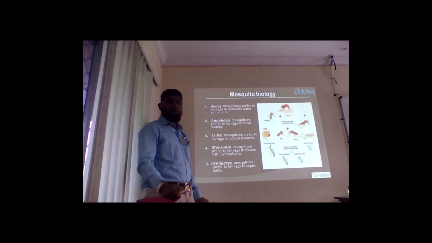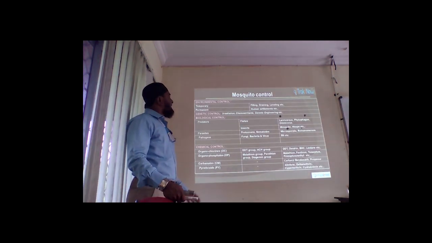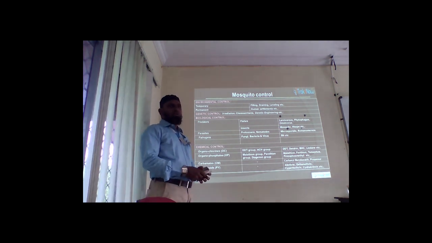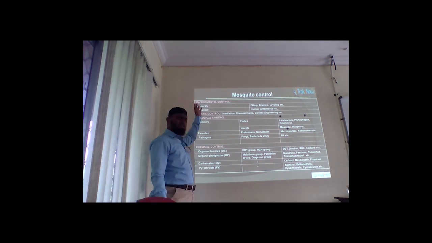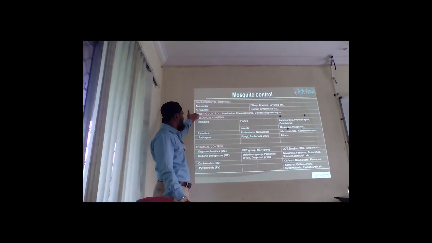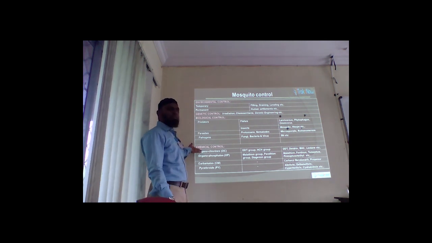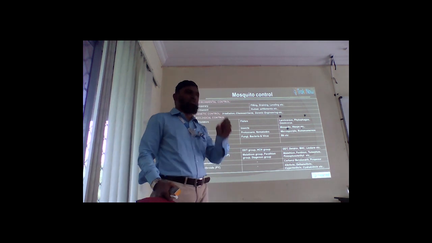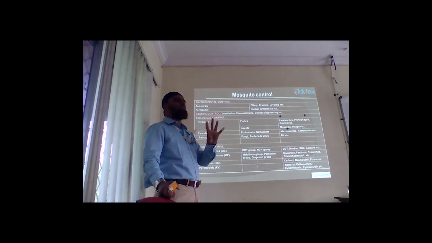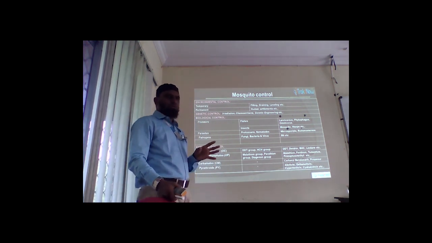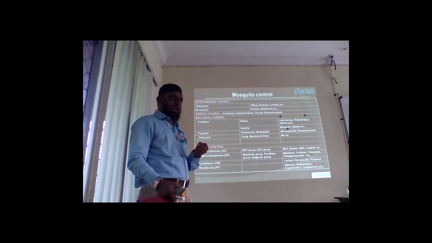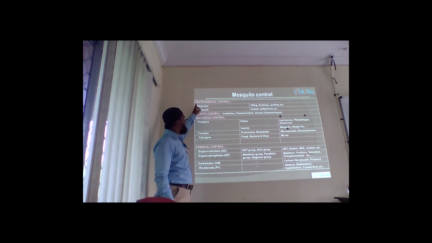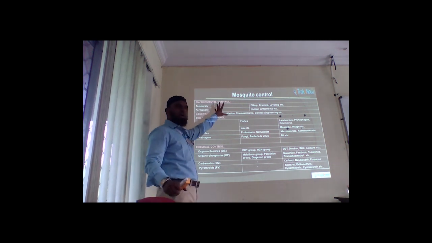Next, please. How can we control mosquitoes? Different methods are there: environmental method, genetic control, biological control, chemical control. The first preference is environmental control. We should prefer it because there is no pollution. We won't create pollution with our own hands. So we definitely opt for environmental control initially.